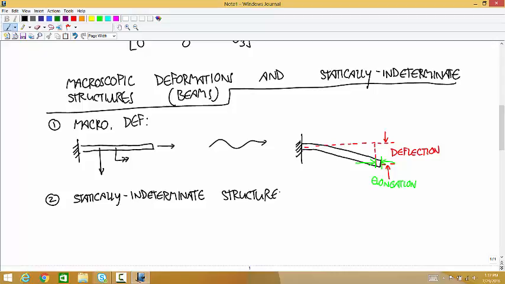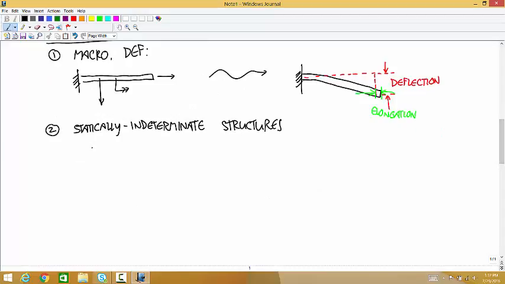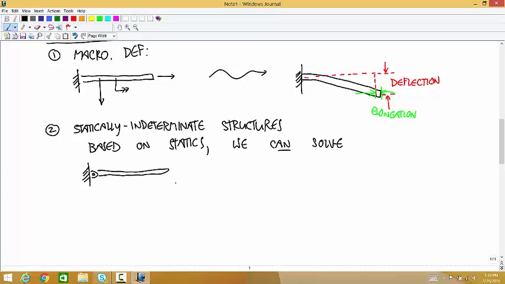And here's the idea of statically indeterminate structures. Based on the rules of statics, we can solve this. We've done some of these kinds of problems. Say you have two members connected by a pin joint, and they're also connected to the ground by pin joints. And there's a force here. We know how to solve a problem like that.